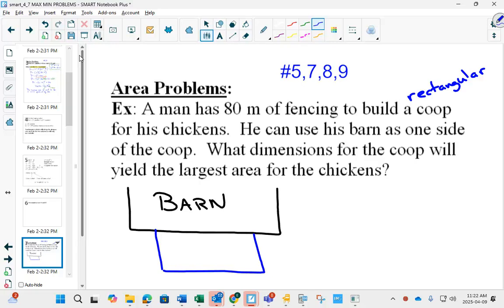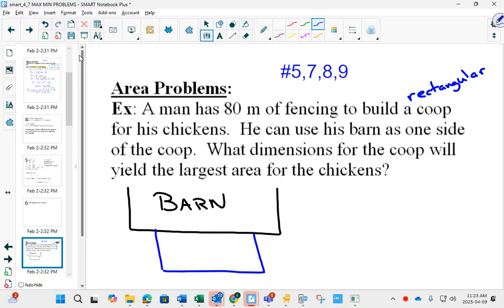What else could I do? Give me a number for this side. 20. If this is 20, how long is this side? 20. How long is this side? 40. Give me another. 72. Why does that not work? 72 here, what number would be here? 72. 72 again, and we don't have that much fence. So that wouldn't work. Could go 10, right? Then this would be 10. How much would be here? 60. So you see what you're doing?